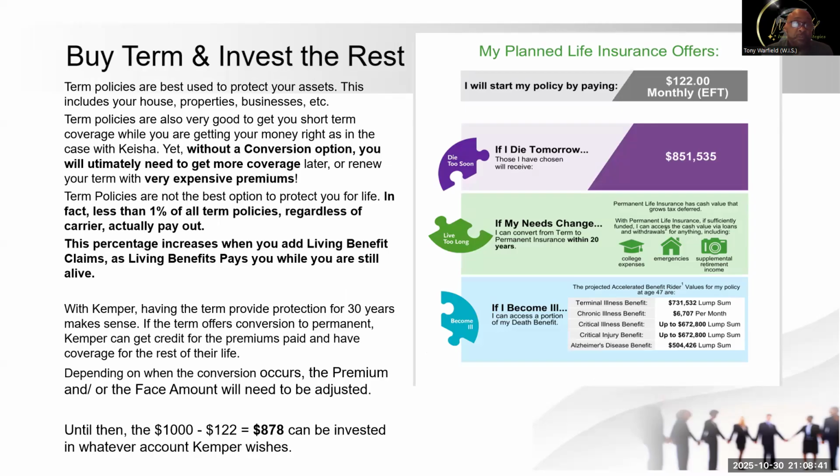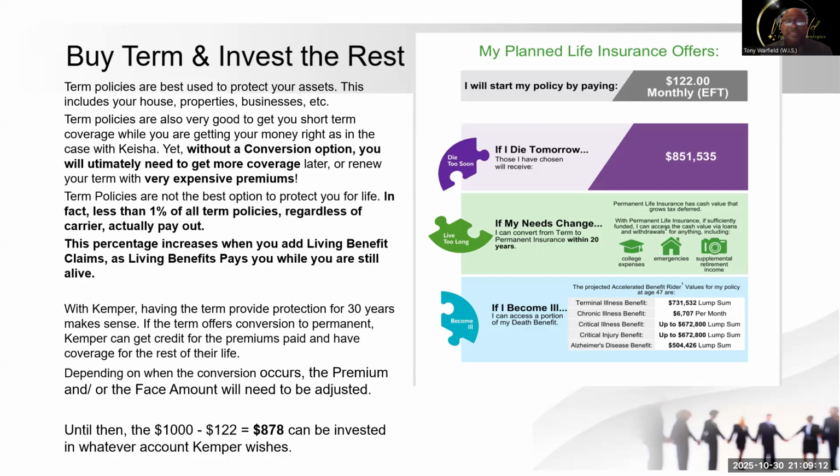Term policies are best used to protect assets. This includes your house, properties, businesses, etc. Term policies are also very good to get you short-term coverage while you're getting your money right, same as with Keisha. Yet without a conversion option, you will ultimately need to get more coverage. Again, if your life insurance company does not offer you a term that is convertible to a permanent, that policy is going to get extremely expensive when you need that policy most.